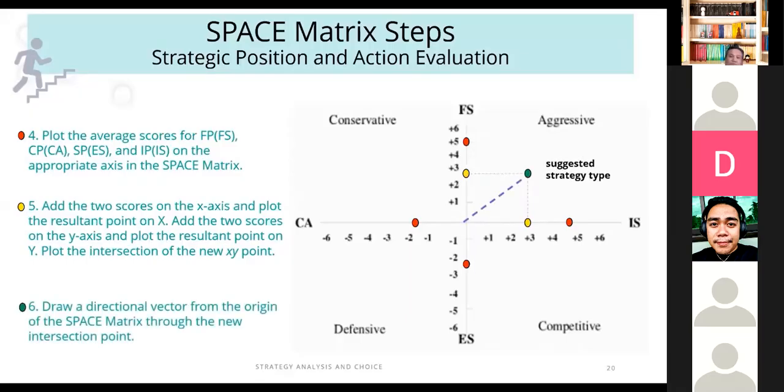And lastly, the green dot: draw a directional vector from the origin of the SPACE matrix through the new intersection point. The green one is the suggested strategy type. Depending on the type of organization, numerous variables could make up each of the dimensions represented on the axes of the SPACE matrix. Factors that were included earlier in the firm's EFE and IFE matrices should be considered in developing a SPACE matrix. The SPACE matrix tells us that our company should pursue an aggressive strategy type with this sample.